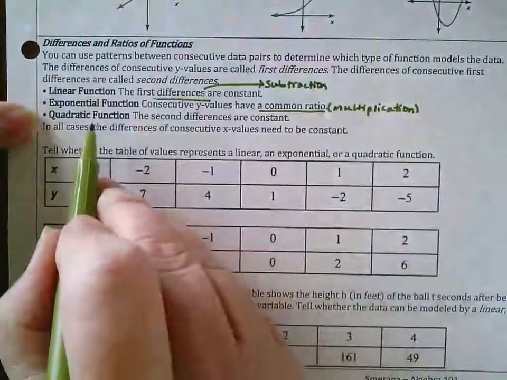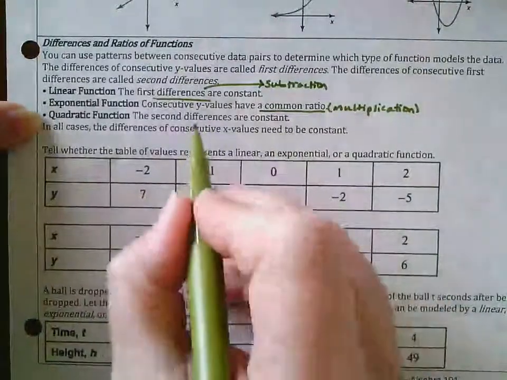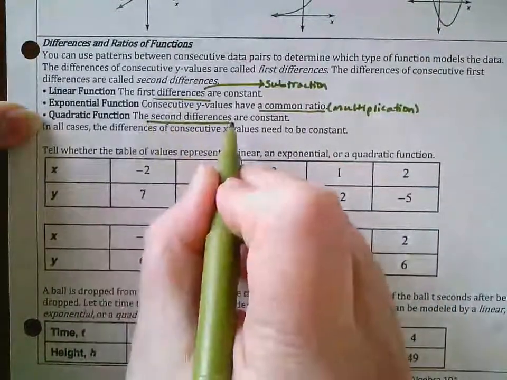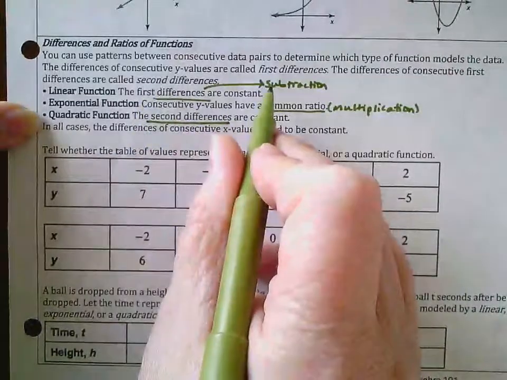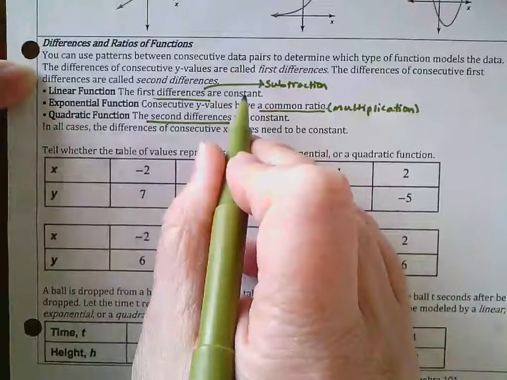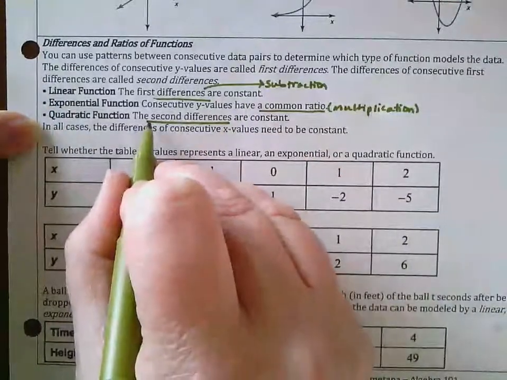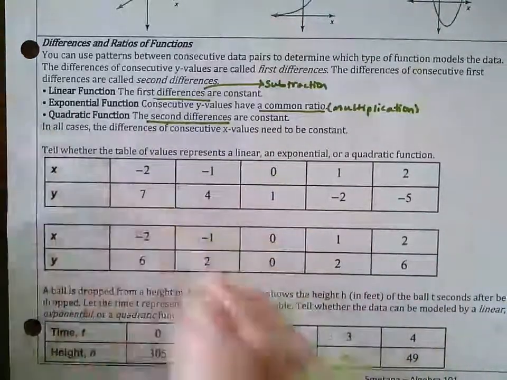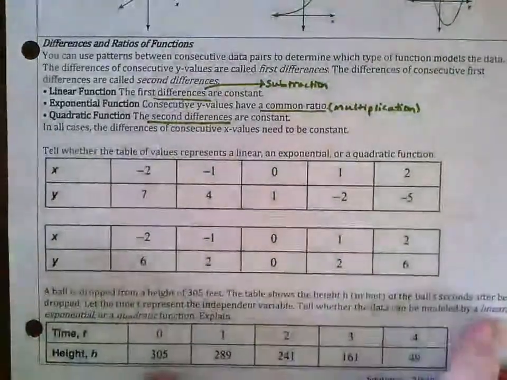Now, if it's quadratic, the second differences are constant. So you're going to subtract once. If it's constant, if it's the same number over and over again, that's linear. But if you subtract a second time and the second differences are constant, now you're looking at quadratic. So let's take a look at a couple of these just to get an idea.